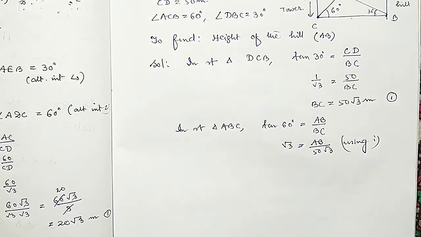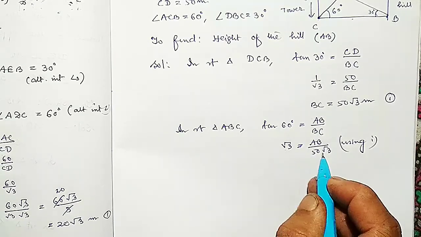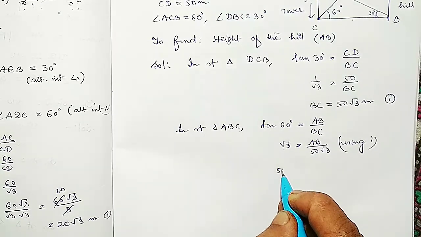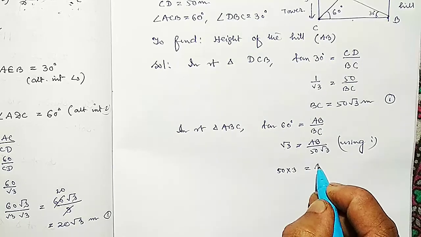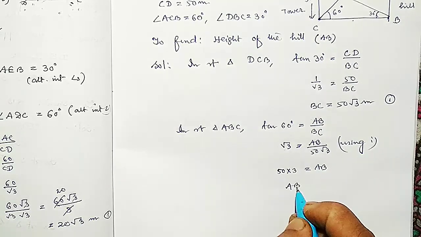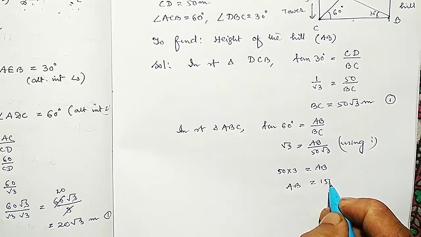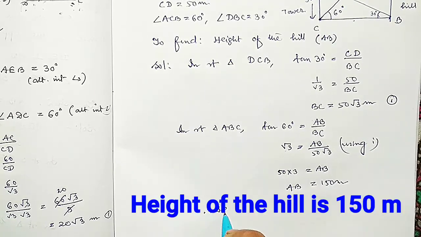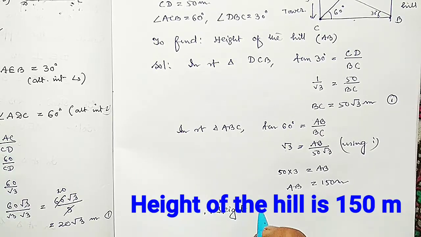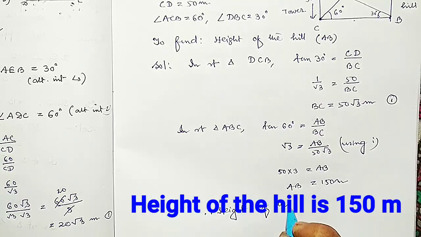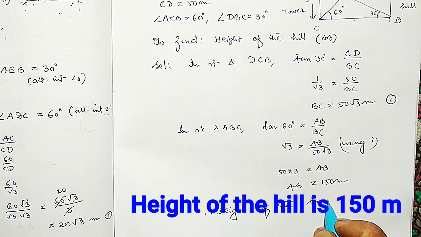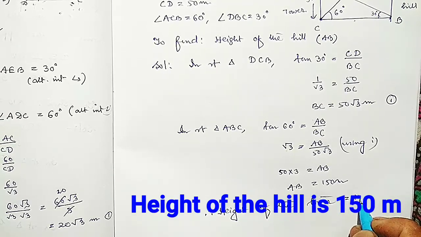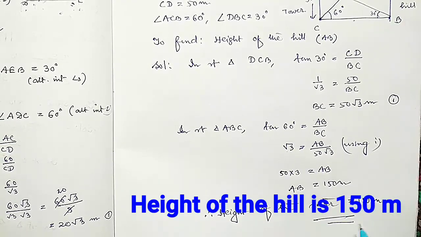Okay, now if I cross multiply, I am going to get 50 root 3 into root 3. That means 50 into 3 equals AB. AB equals 150 meter. Therefore, we can write, therefore height equals 150 meter. And that's the answer.